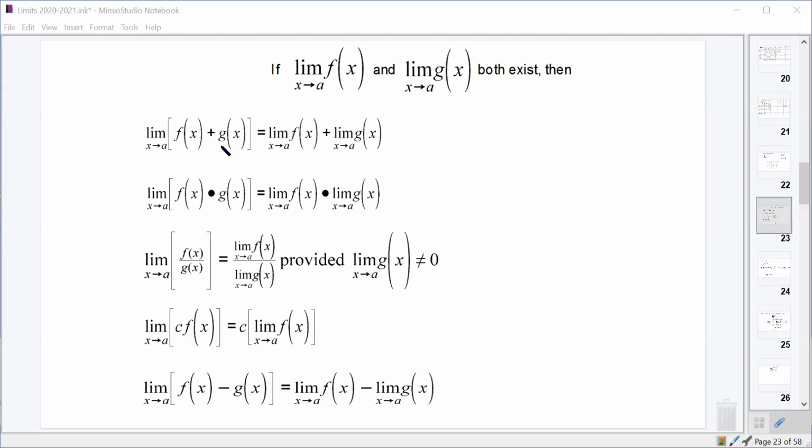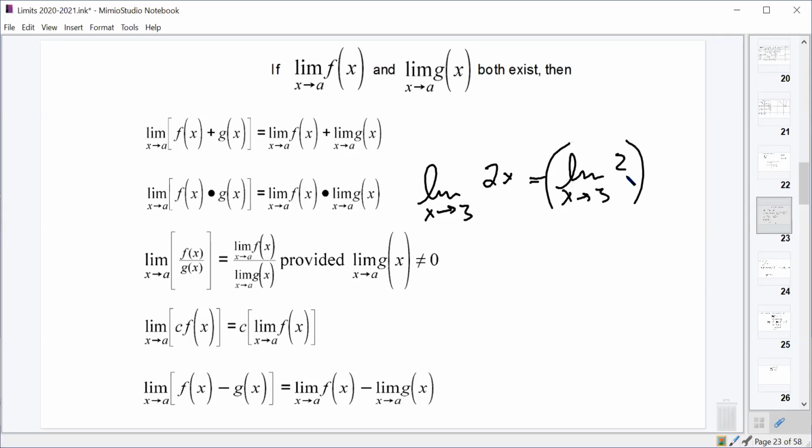Second one's just saying that if I have two functions being multiplied together, like let's say, for example, I have the limit as x approaches 3 of 2x. Well, that's two different functions being multiplied together, right? That's the function 2, and it's the function x. So I could, if I wanted to, rewrite this as the limit as x approaches 3 of 2 times the limit as x approaches 3 of x. Now, in this case, you wouldn't need to do that. You could just plug that in because it's a continuous function, but there'll be some functions where you need to actually separate them out, which we'll see later today.